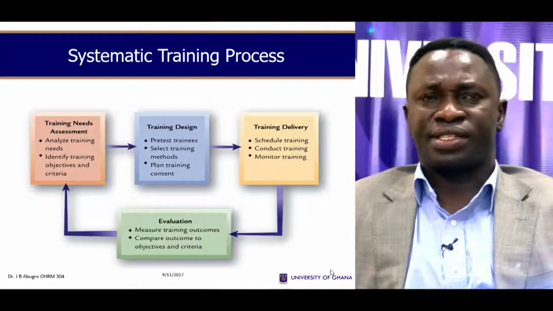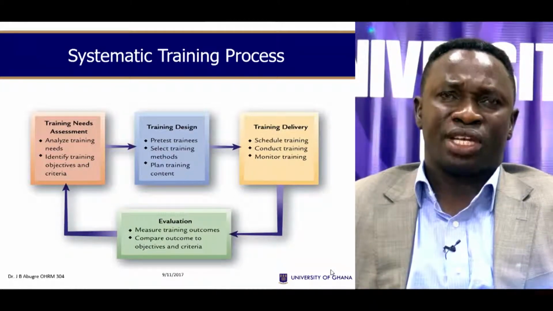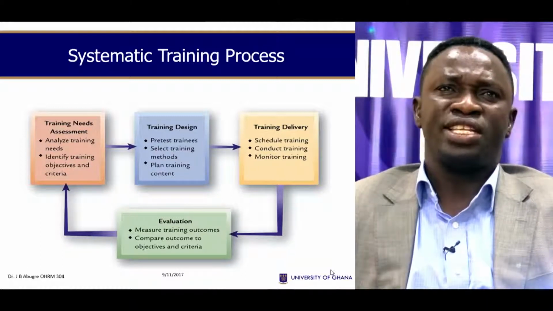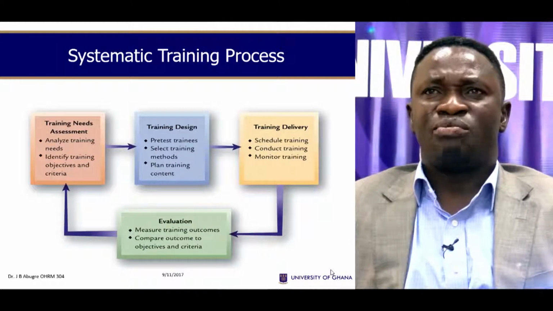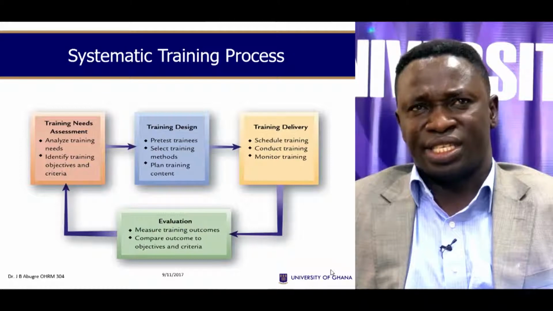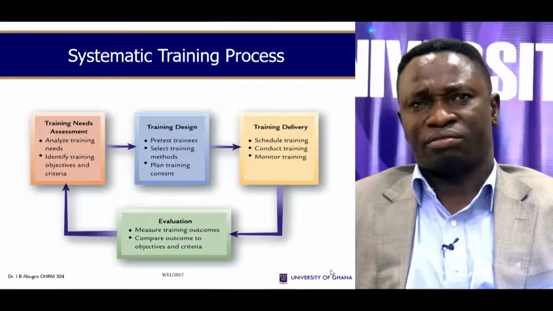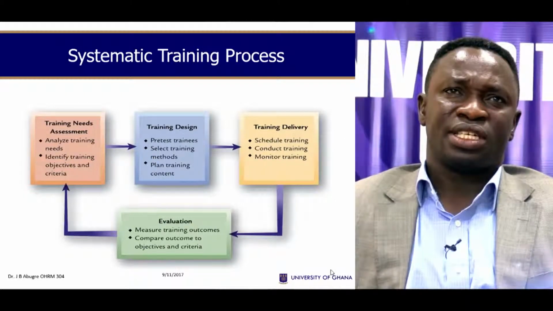In the systematic training process, we have a framework where we start with training needs assessment. Then we move to training design, then training delivery, and then we evaluate the training, then come back to our training needs assessment to see whether we've completed it or we have a problem. So let's start with the training needs assessment.